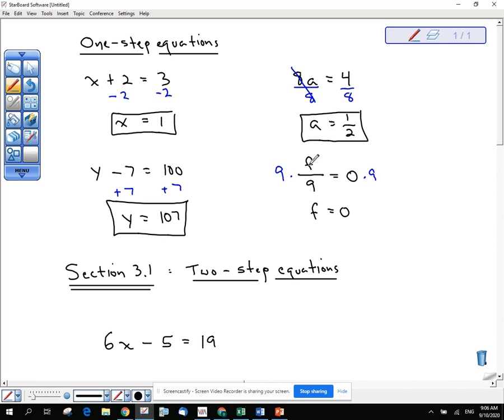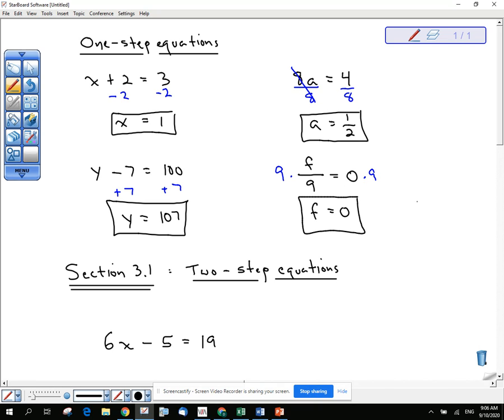Here's why. 0 ninths is equal to 0. I plug 0 in for F. 0 ninths is a perfectly fine fraction. It's like you cut a pizza into 9 pieces, and then you ate 0 of them. Right? You ate 0 ninths of the pizza. F equals 0 is a fine answer.